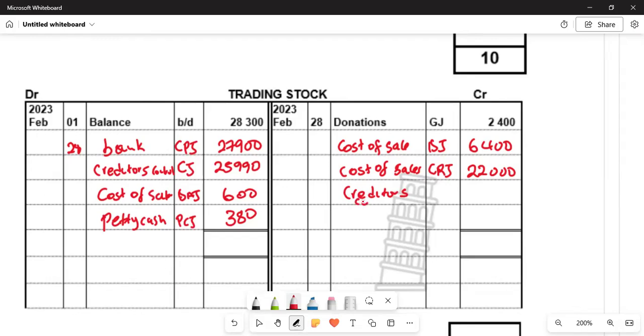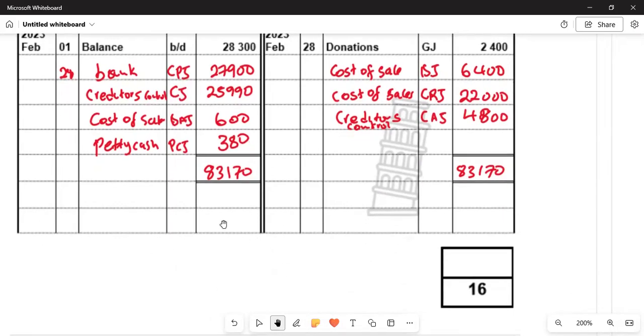Also, you remember we have creditors control. Creditors control from creditors allowance journal, where we are returning our goods to our suppliers. That is 4,800. So we are to balance them. As you can see here, we are going to get 3,170.